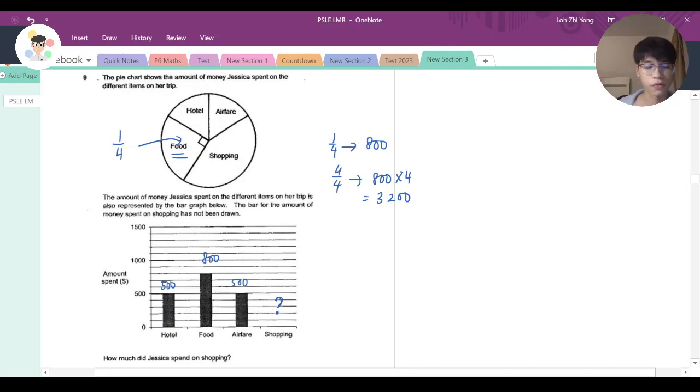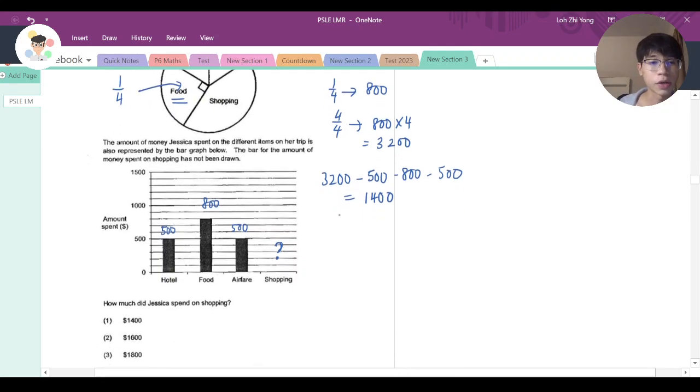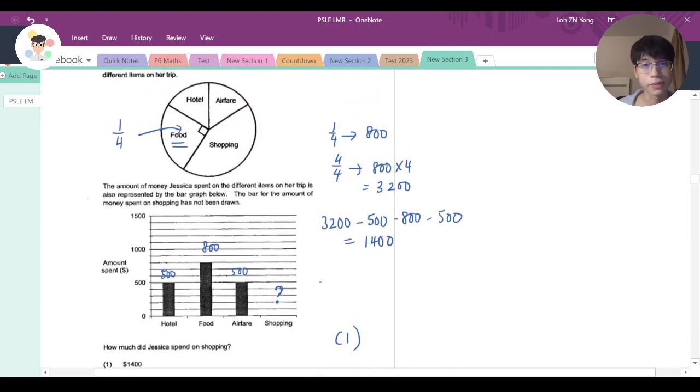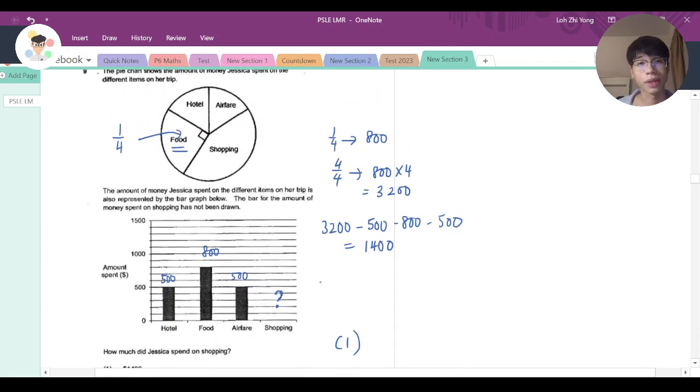And of course, to look for shopping, it's very easy. We just use the total to minus the other fares. So 500, 800, 500. And we'll find out the answer is actually $1,400. So how much did Jessica spend on shopping? That is option number 1. Okay, simple, easy. Let's move on to our next question.